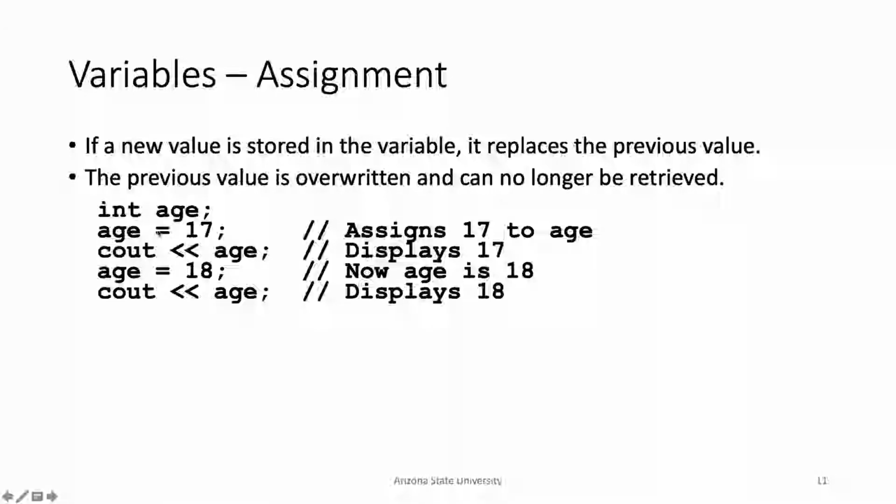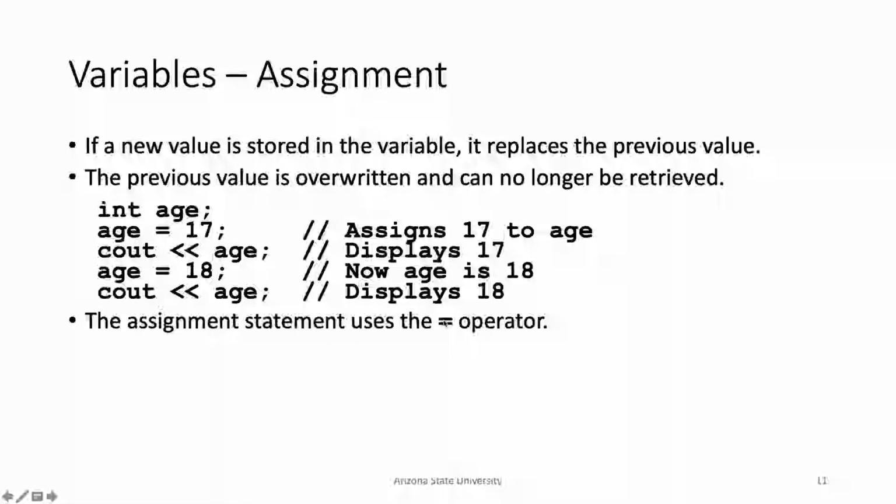So if I have an integer called age, I set it equal to 17. This prints 17 because age's current value is 17. And then I set it equal to 18. That overwrites the 17, and so 17 is wiped away. Now 18 is what's there in the variable called age. And then when I call cout on age, it prints 18 now.